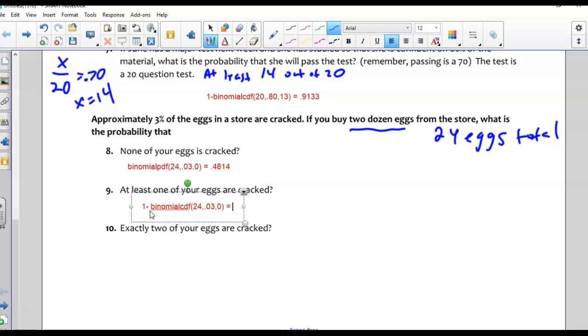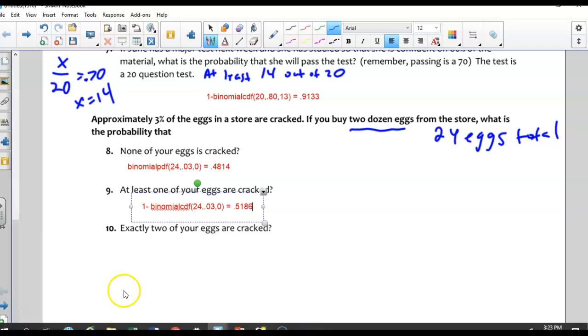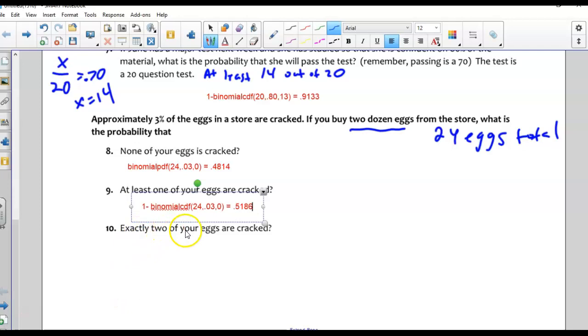All right. And that's going to give us 0.5186, so 51.86%. All right, and then this one says exactly 2 eggs are cracked. So exactly again means binomial. Take a guess. You guessed it. Binomial PDF.